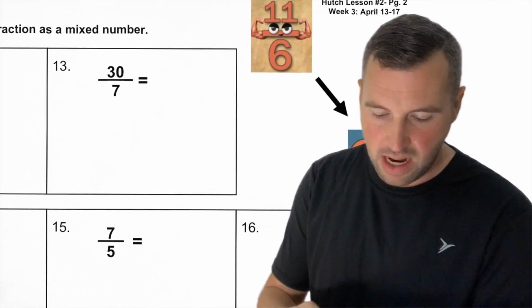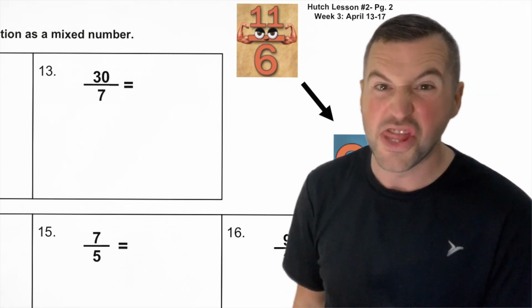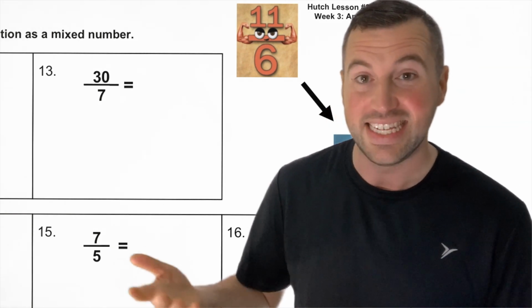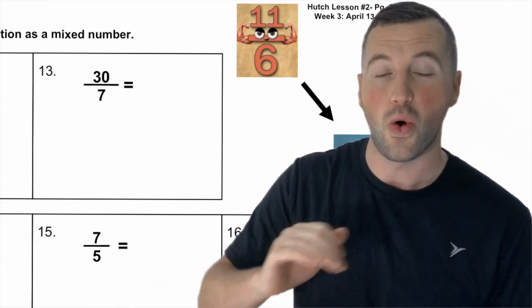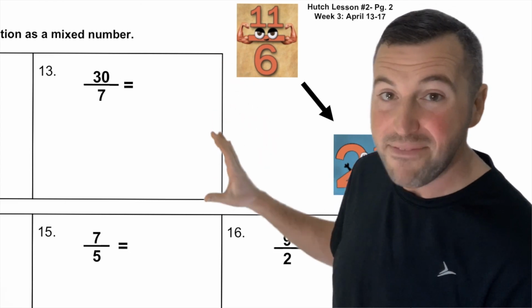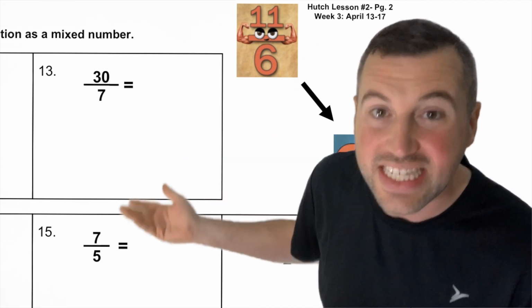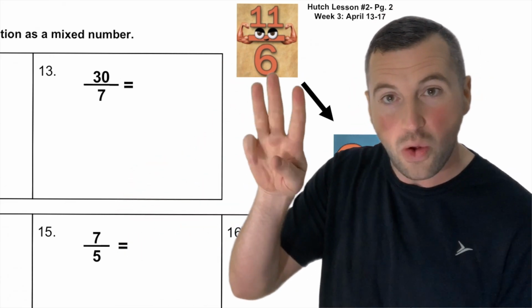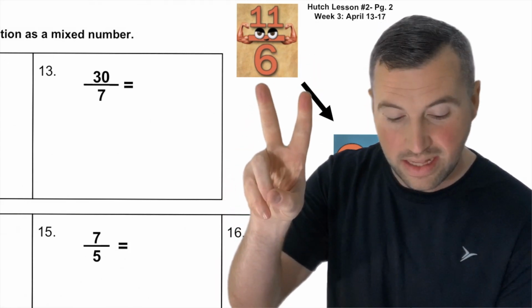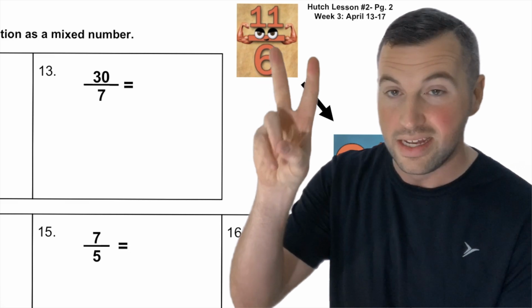All right, on to number 13. I have 30/7. How many sevenths is that as wholes? Okay, so name that whole. A whole is 7/7. How many 7/7 do I have? I need to figure out my whole number. So I have 7/7, 14/7. I can keep going.